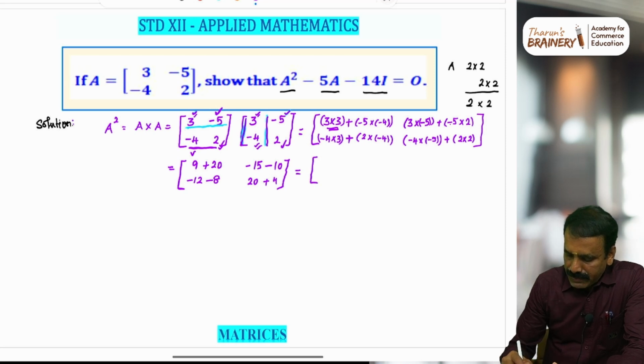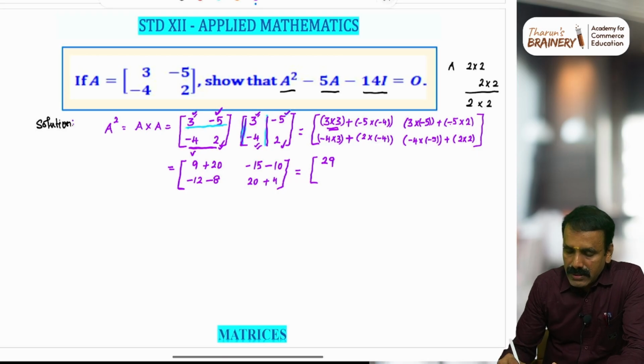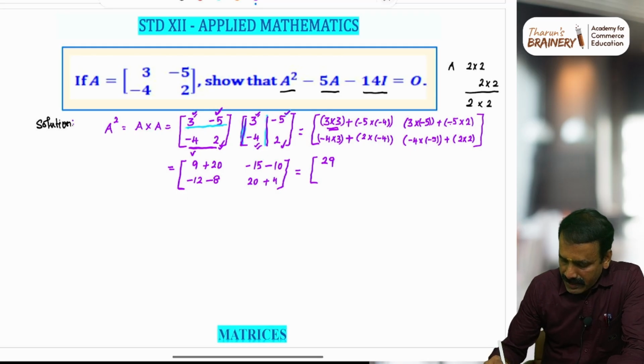So we simplify. 9 plus 20 is going to be 29. Both are going to have same sign. Here also minus 15, minus 10. Both are going to have same sign. But here it is going to be negative sign. So minus 15, minus 10 will be minus 25.